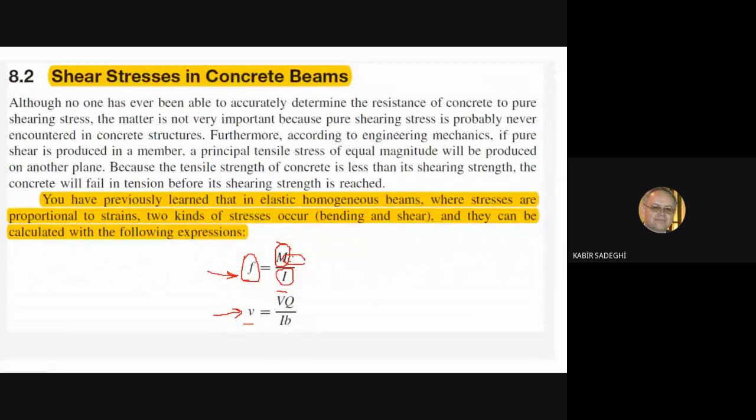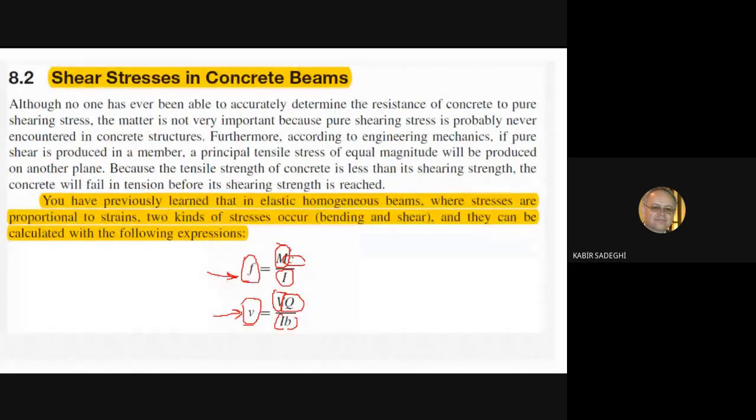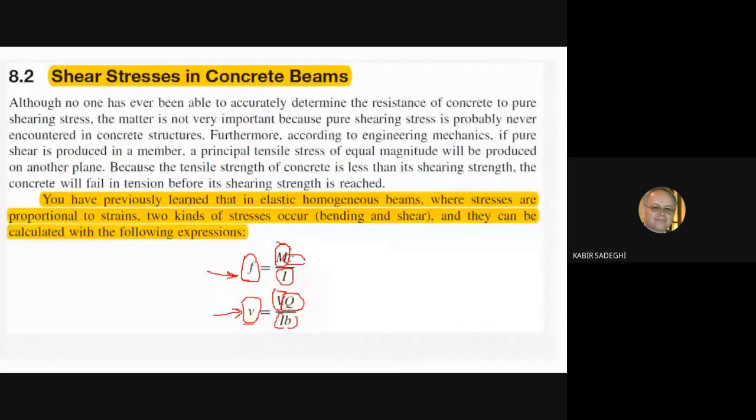For shear stress, shown by a small or lower case v, it is due to shear force and also depends on the static moment of the section, Q, the moment of inertia of the section, and also the width of the section, b. Don't forget, we saw this for the case of a homogeneous, plastic homogeneous beam.